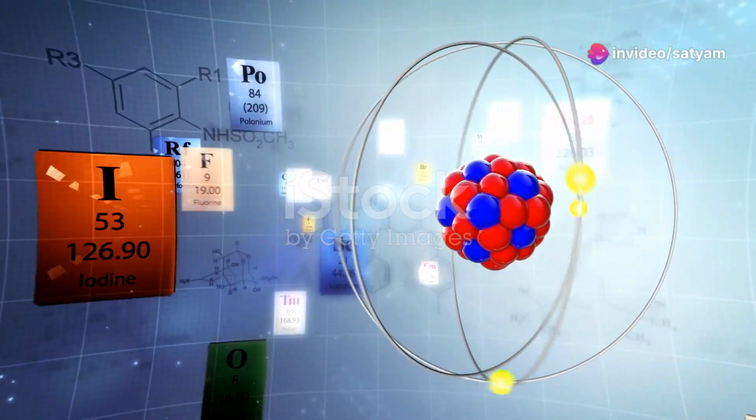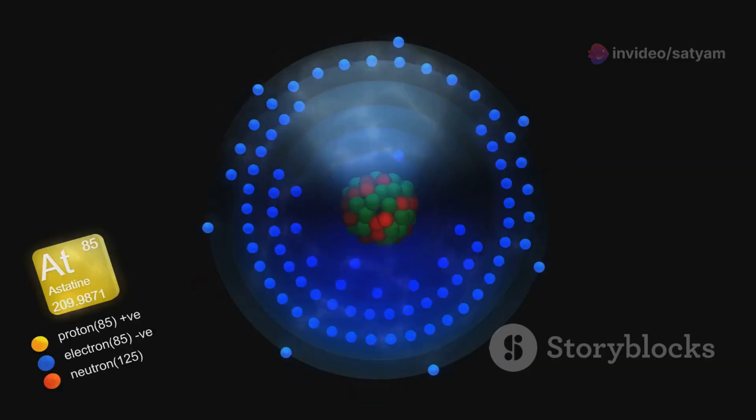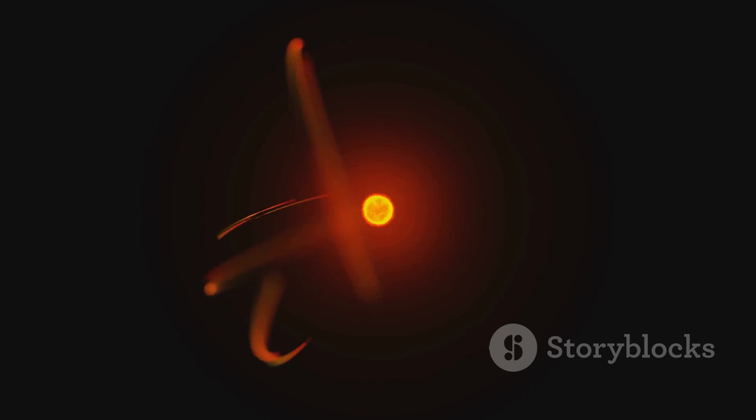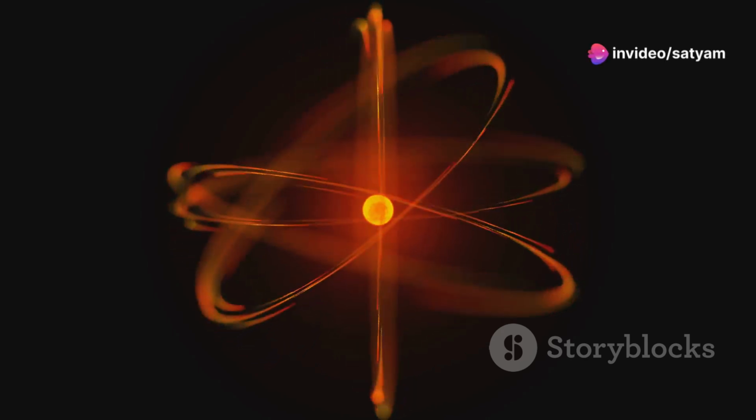Imagine predicting the chemical behavior of elements just by knowing their atomic structure. That's the power of understanding electronic configurations. This essay provides a crash course on determining the electronic configurations of the first 20 elements.